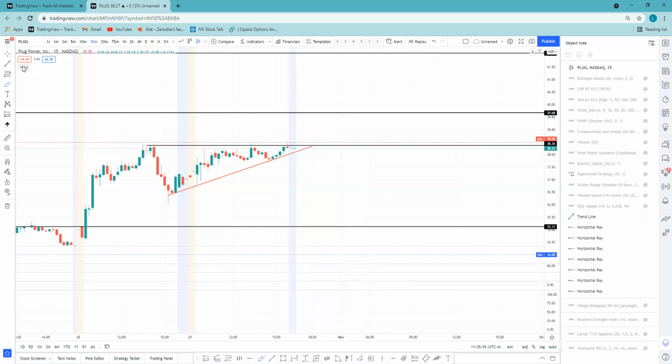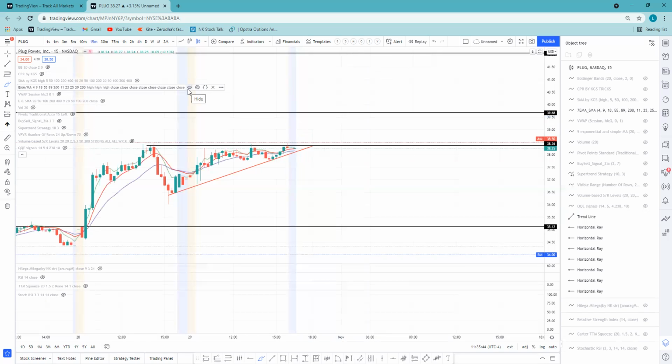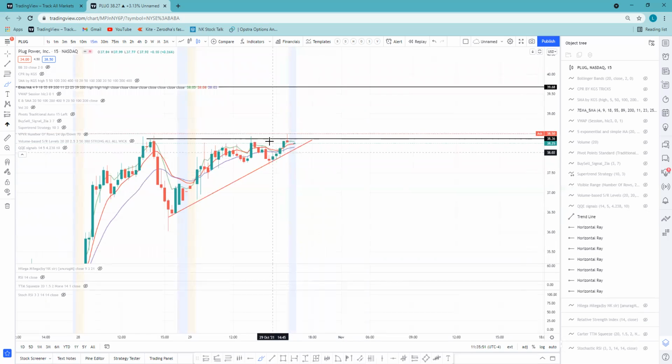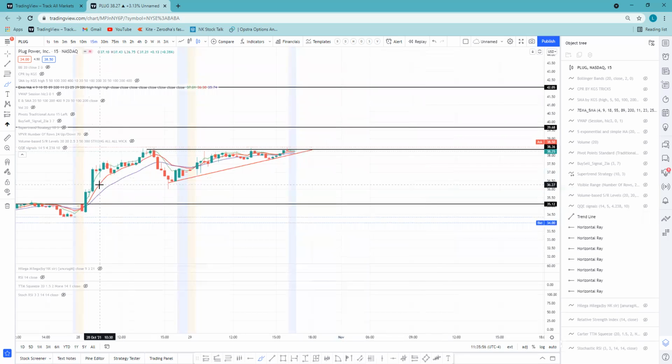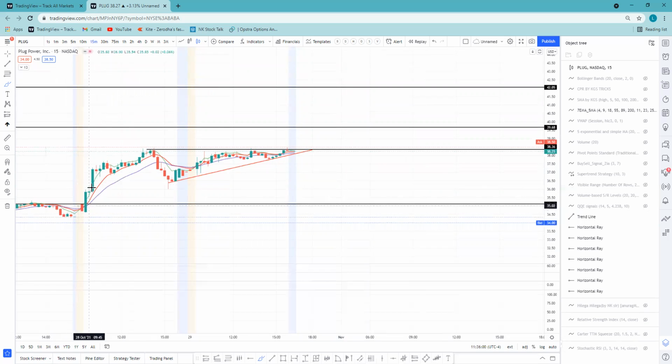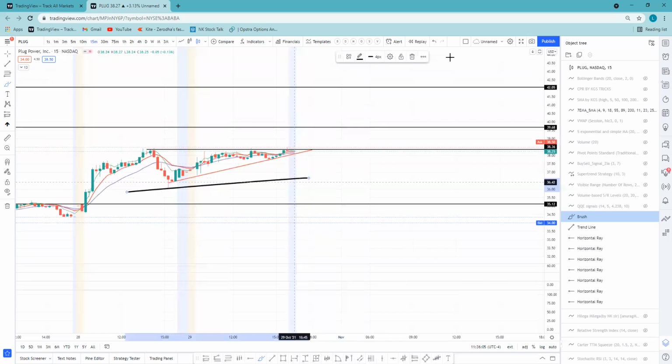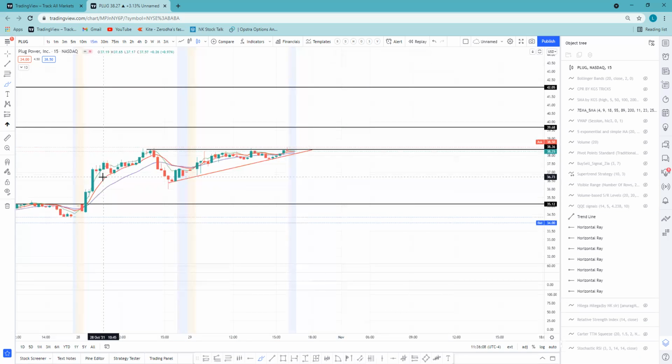Now for day trading, we need to use different EMAs, which are 4, 9, and 18. I will come to those later, but those are the time frames you need to look into. Whenever the price is moving like this, the green line is 4, red is 9, and purple is 18.